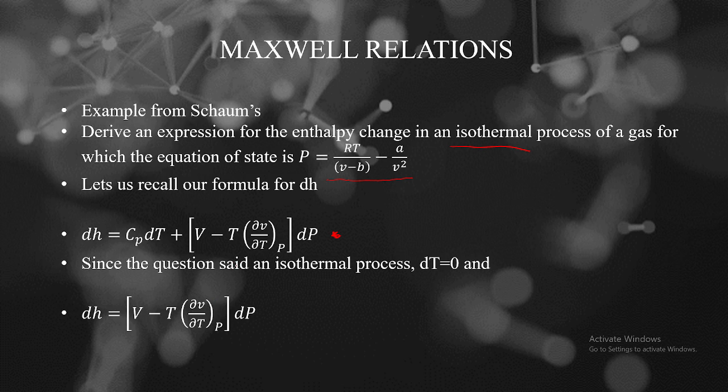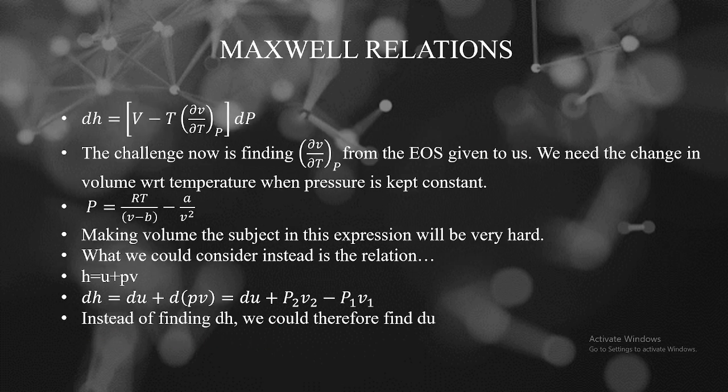And mind you, we said it's isothermal, so it means that temperature is constant. There will be no change in T, so dT is 0. So you can actually express the H in this form. But before that, we have here our del V del T at constant P, and we've been given an equation of state. For us to find a change in volume with respect to the change in temperature, as we are keeping pressure constant, we need to make V the subject in our equation of state.